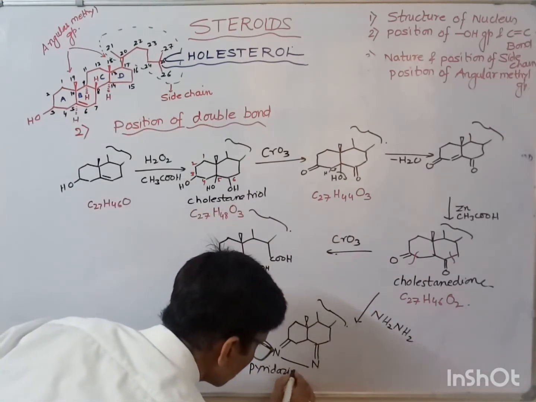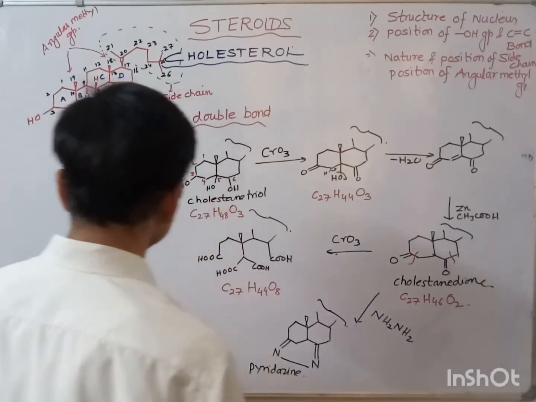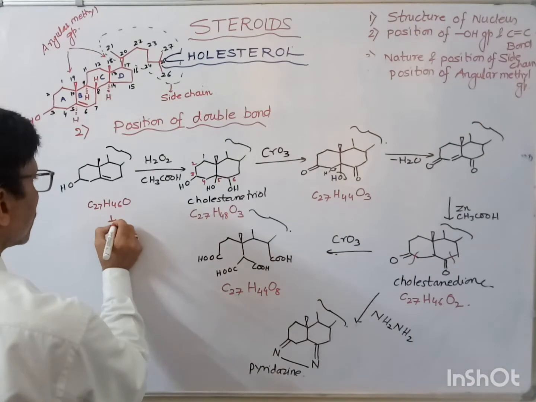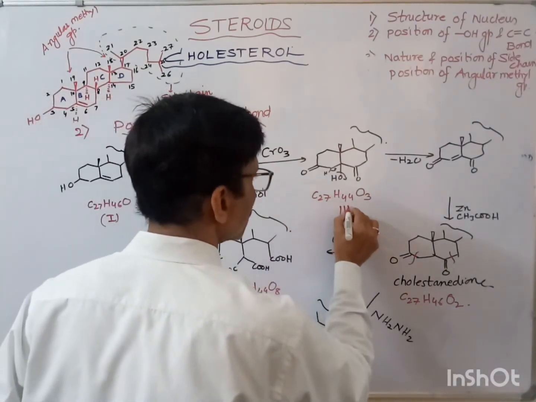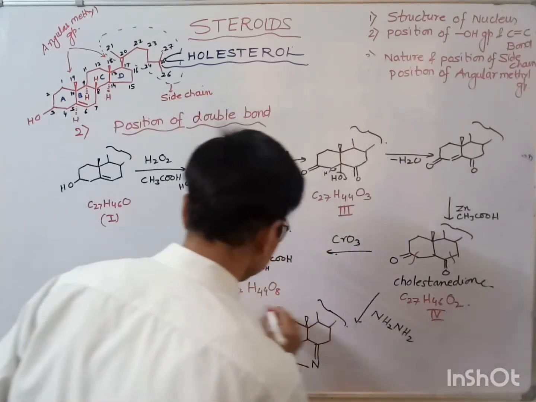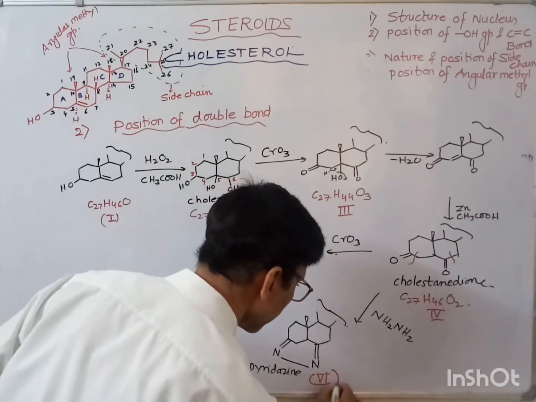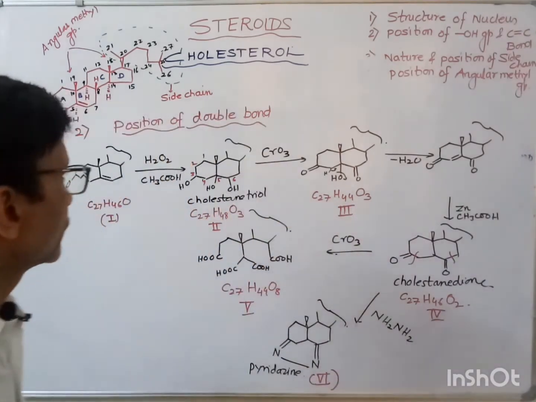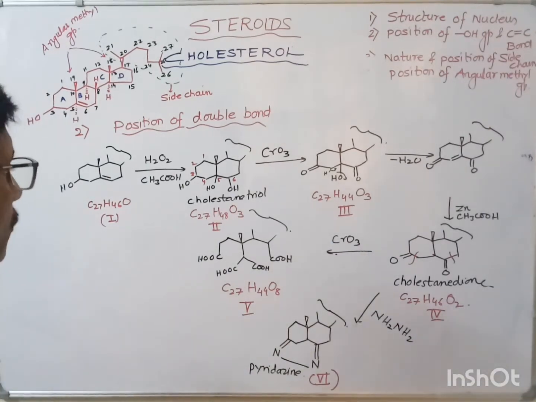Pyridazine, that was obtained. Okay, so like this. If this is our first one, this is second one, this is third one, suppose this is fourth one, this is fifth one, and suppose this is sixth one. So what does it indicate? Let's see what this sequence of reaction indicates now.